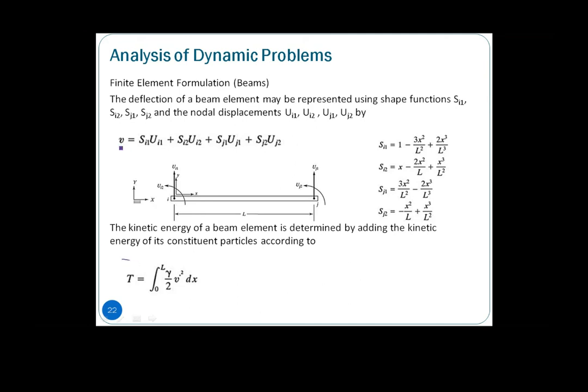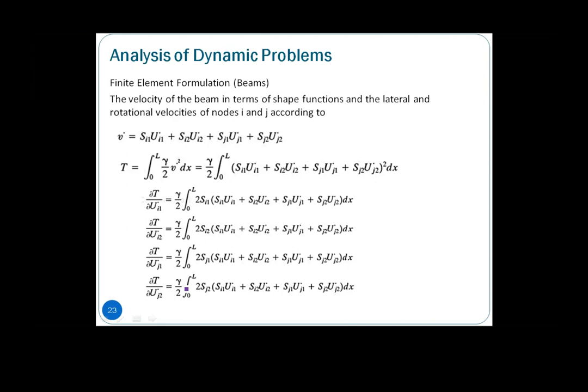Basically, this is our displacement. Our kinetic energy is the time derivative of this particular displacement, and the displacement itself is v naught squared. Then we find the derivative with respect to time of ui1, ui2, uj1, uj2. Then we get our so-called mass matrix. So here is a 4x4 mass matrix in this case.